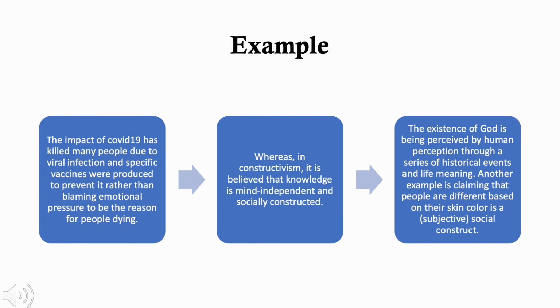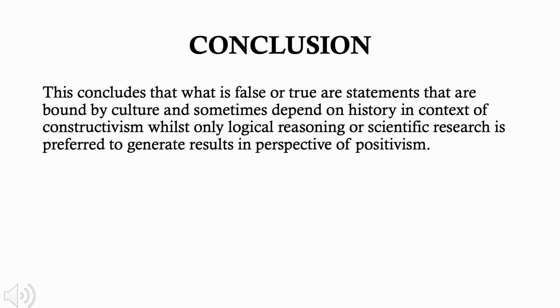It happened because of the viral infection, and specific vaccines were produced to prevent it. Whereas in constructivism, it is believed that knowledge is mind independent and socially constructed. The existence of God is being perceived by human perception through a series of historical events and life meaning. And if we talk about another example, claiming that people are different based on their skin colors is a subjective social construct. In a nutshell, it is concluded that what is false or true is solely bound by culture and sometimes depends upon history, while logical reasoning and scientific research is preferred to generate fruitful results when talking about positivism.